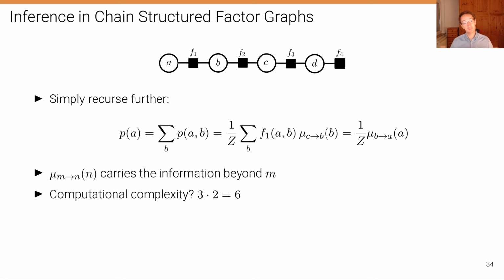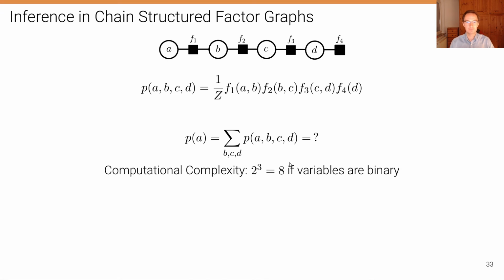But again, if you now think about very long chains where you may have 100 or more variables, then in this case, this would be 100 times 2. So we would have to do 200 operations, while in the previous case, in the naive case, we would have to do 2 to the power of 100 operations, which is more than there are atoms in the universe, so it's completely intractable to do.